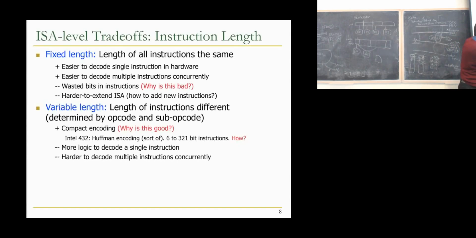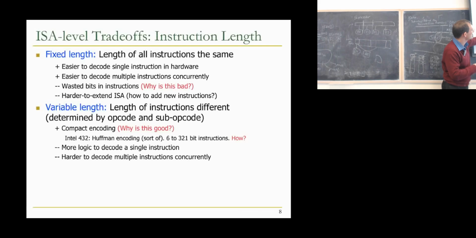So the downside of variable length, this is a big upside. It's compact encoding. It can benefit performance in many different ways, right? It can improve your cache utilization. It can improve your memory bandwidth. You don't need to use as much memory. The downside is you need more logic to decode a single instruction. And it's harder to decode multiple instructions concurrently for the reason I explained over here, because you do not know the length of the previous instruction. Okay. There are trade-offs associated with it.